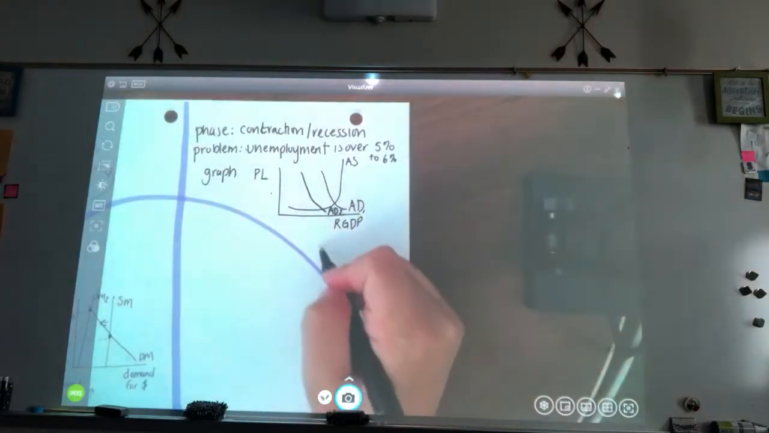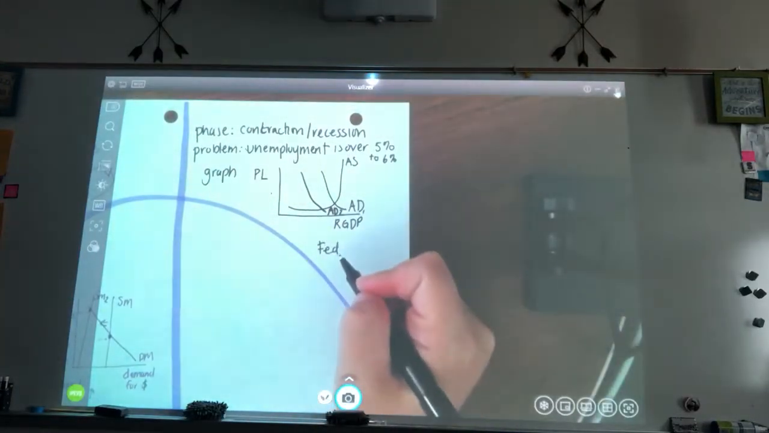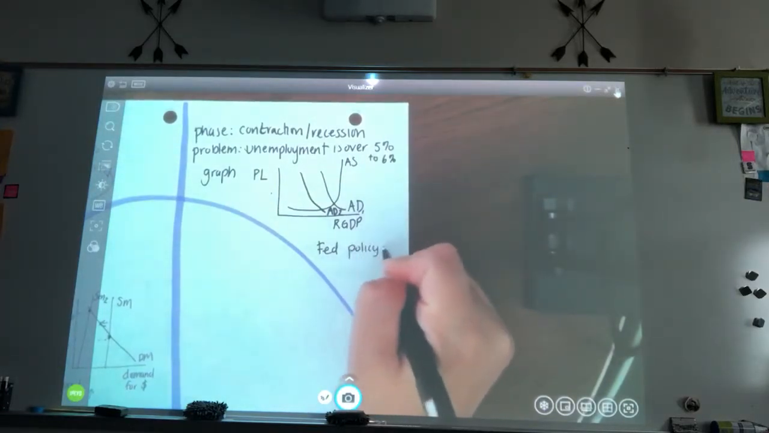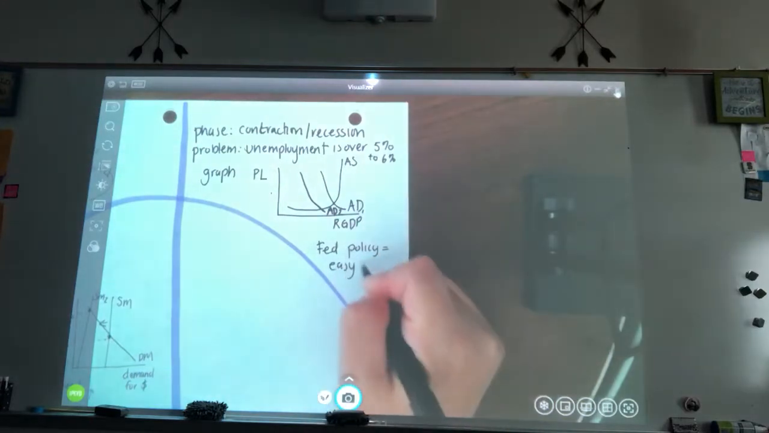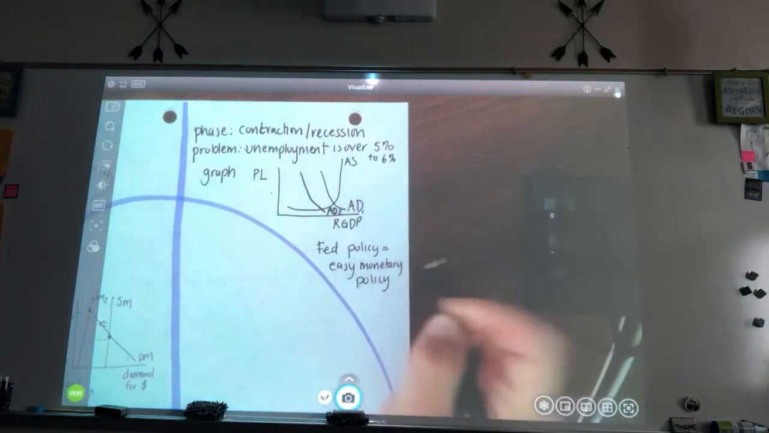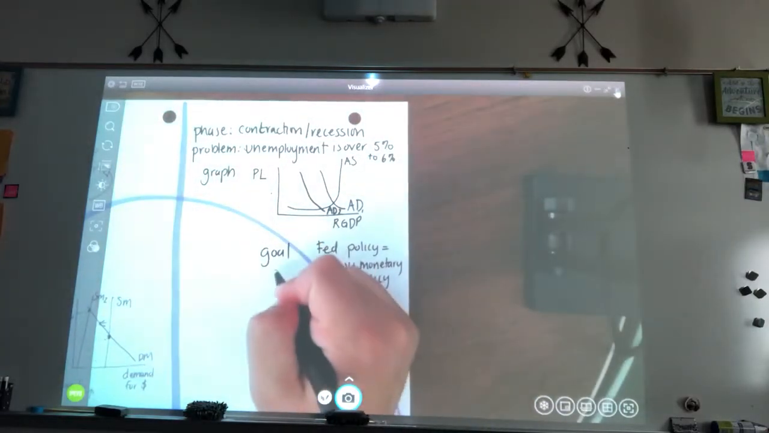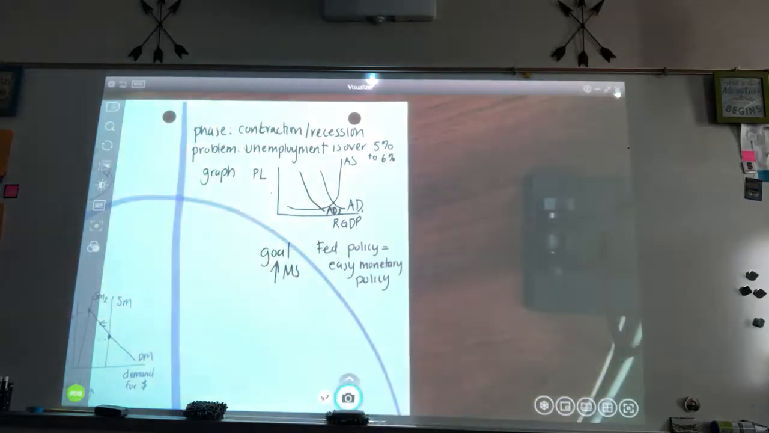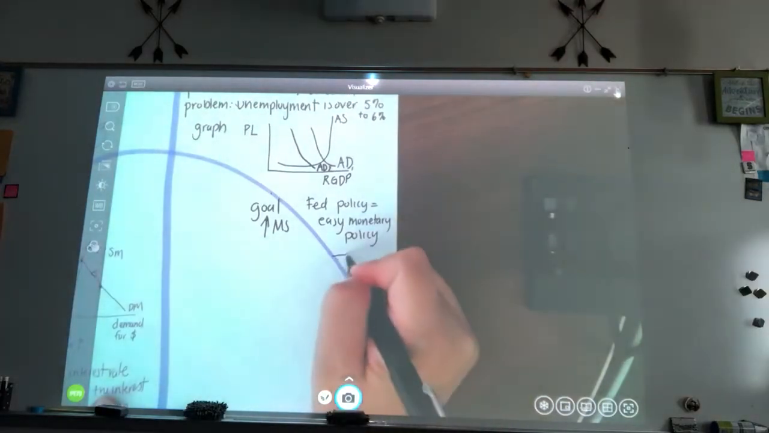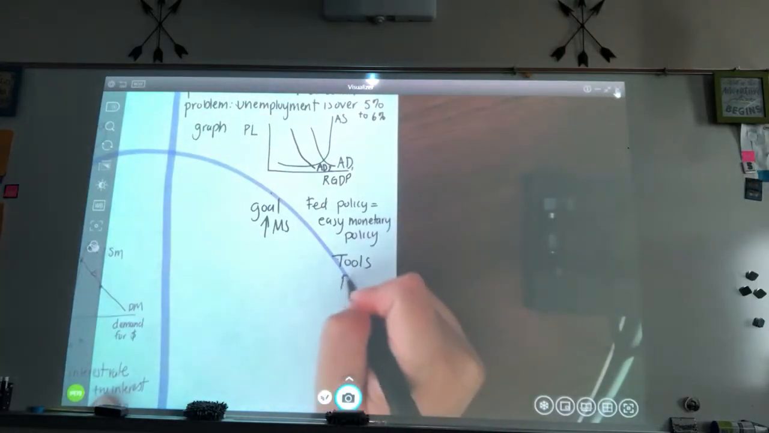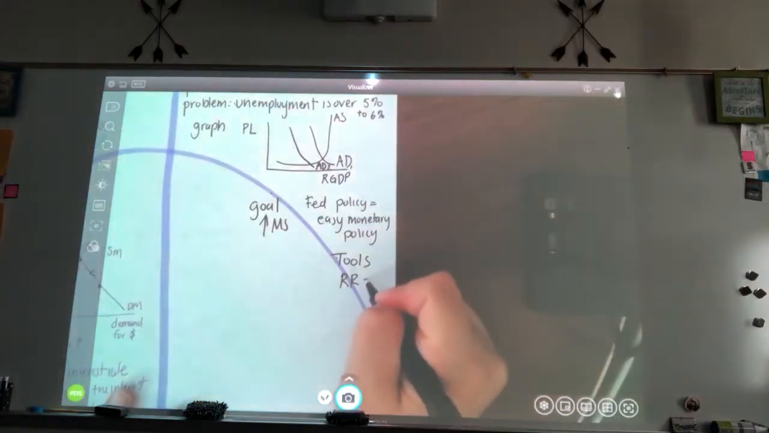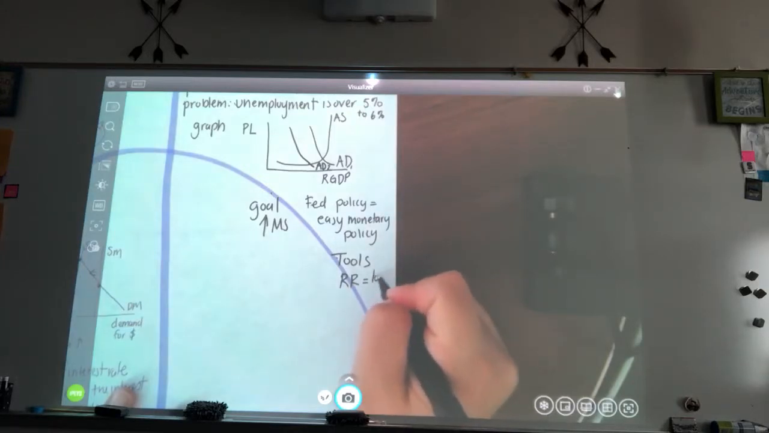So the Fed, do they need to tighten up the monetary policy? They need to ease it. So the Fed's policy will be easy monetary policy. Their goal over here is to increase the money supply. So let's look at their tools. For reserve requirements, if they want more money out there, what are they going to do to that reserve requirement? Lower it. They're going to lower it.